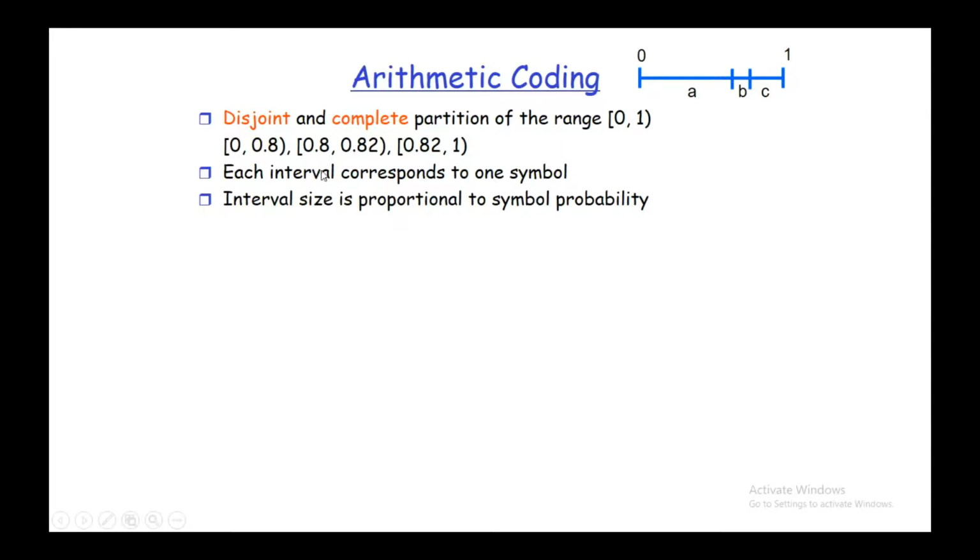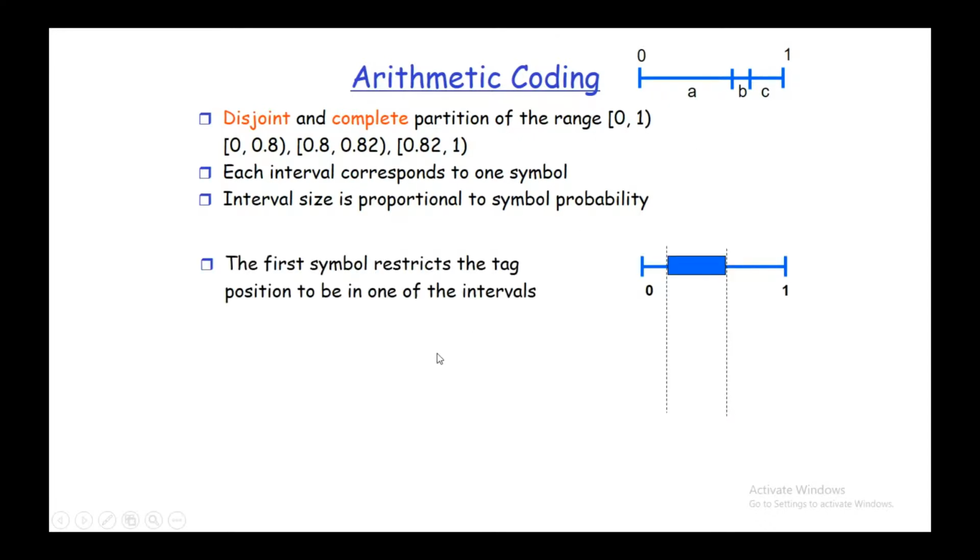So let's see how it works. Arithmetic coding is a disjoint and complete partition of the range 0 to 1. For example, here it has been shown for A, B, C. For A, the probability range is between 0 and 0.8. For B, it is from 0.8 to 0.82. And for C, it will be 0.82 to 1. Each interval corresponds to one symbol. So when I talk about 0.8, this entire range belongs to A. 0.8 to 0.82 belongs to B. This to 1 belongs to C.